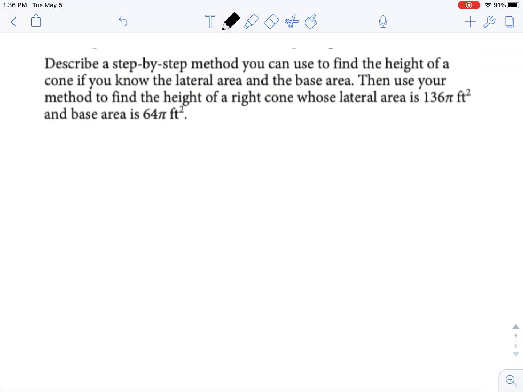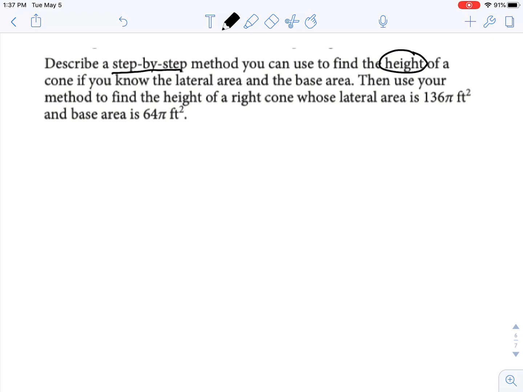Last example is going to be very much a multi-step problem, and one of the things I want you to focus on here is how we're going to break this down, how we're going to decide which steps to do first, second, and third, and then I want us to practice actually writing up a description of those steps. So we are going to be describing a step-by-step method that would allow us to find ultimately the height of a cone if we know the lateral area and the base area.